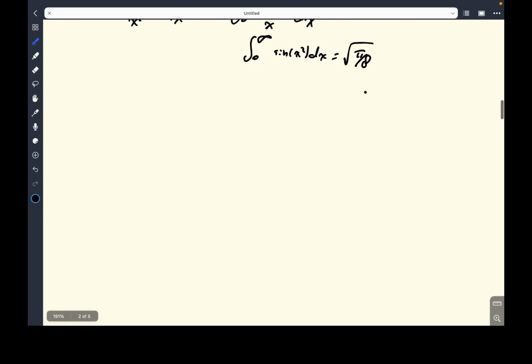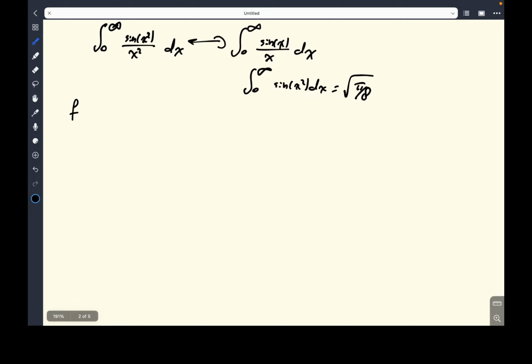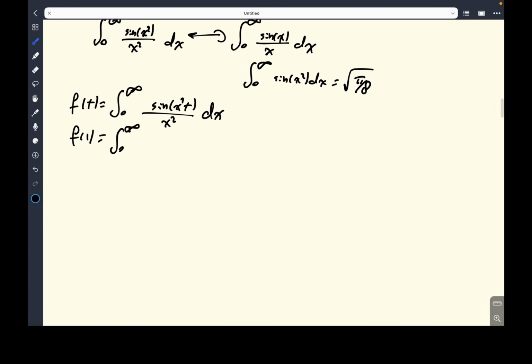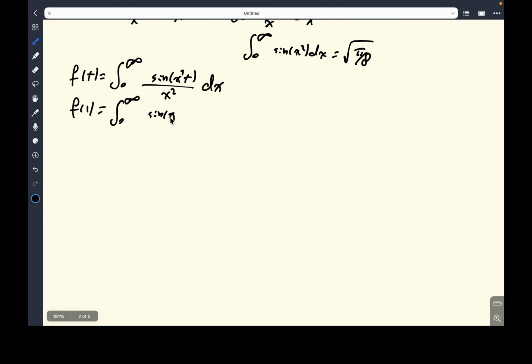Now I'm going to use Feynman's technique of integration. I define f of t to be the integral from 0 to infinity of sine of x squared t over x squared dx. If I find f of 1, I would actually find the integral that I'm looking for. If I differentiate this integral with respect to t, I'm going to be able to get rid of this x squared in the denominator.